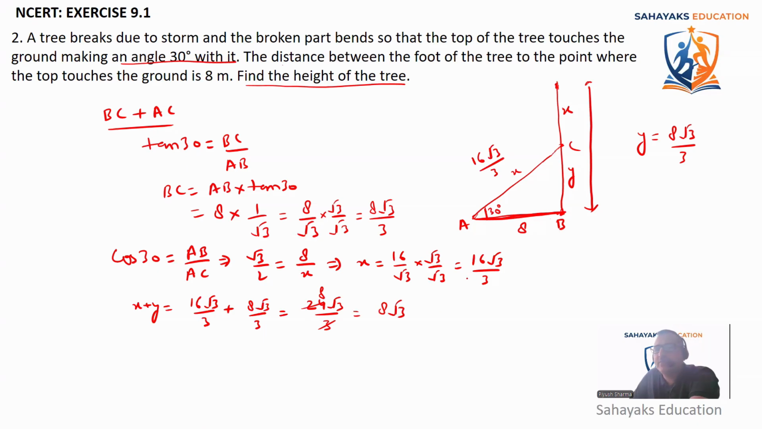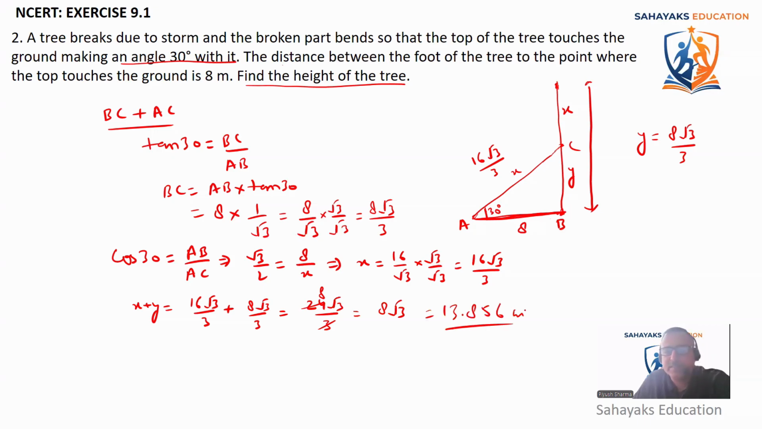And for 8 root 3, what's the value? If we had computed it before, it would have taken a lot of time. Now we only have to multiply 1.732 into 8. So this comes out to be 13.856.